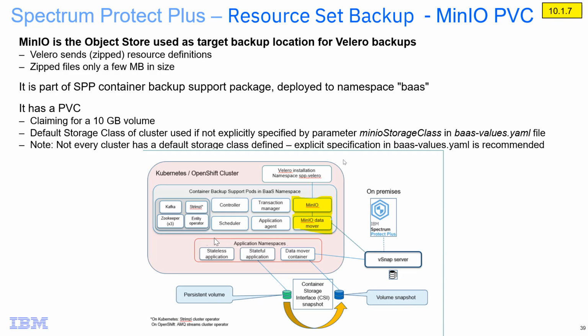Another component that we rely on in order to do the resource backup is the MinIO and its PVC. MinIO is an object store used as a target backup location for the Velero backups. So Velero will send the zipped and tarred resource definitions out to our MinIO in its connected PVC. This is actually a very small file, so it's only a few megabytes in size. And this MinIO is going to be part of our Spectrum Protect Plus container backup support package that's going to be deployed into this BAS namespace.